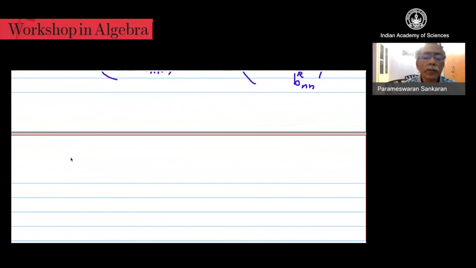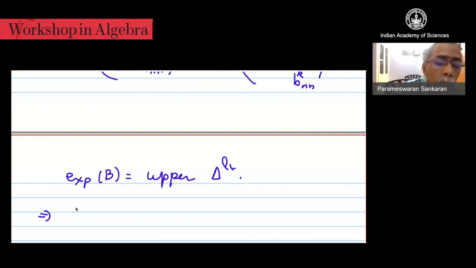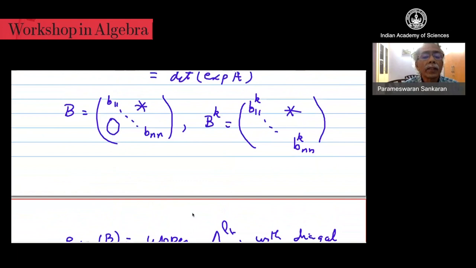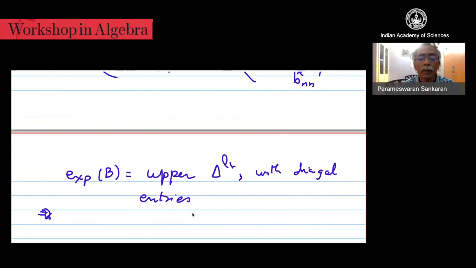Now we continue with my calculation of the exponential of B. I really don't want the whole matrix, I only want the determinant, but how the shape of this matrix looks: it is upper triangular, with the diagonal entries, which you can compute. The contribution to the diagonal will only be the diagonal entries of these B power k's. So that gives you exponentials, which you can just check: e power b11, e power b22, and so on, e power bnn.